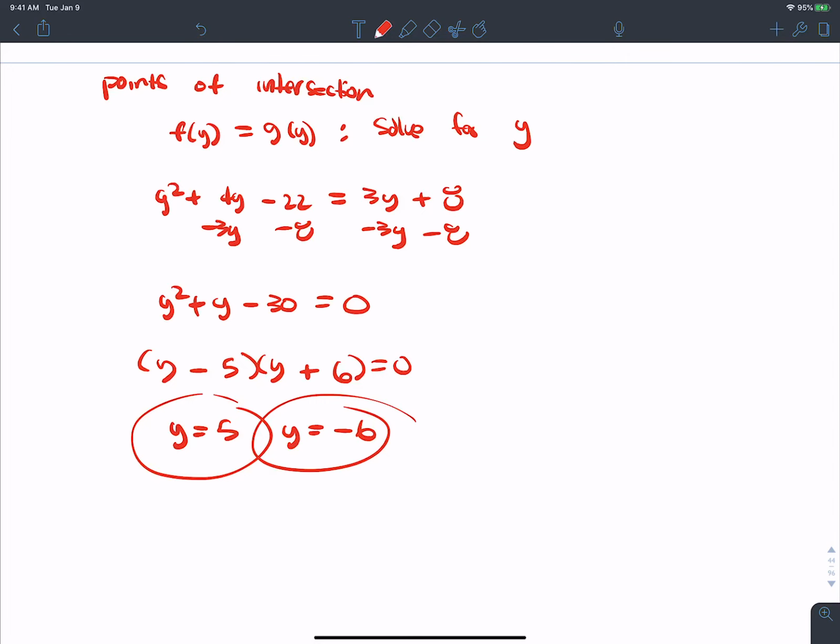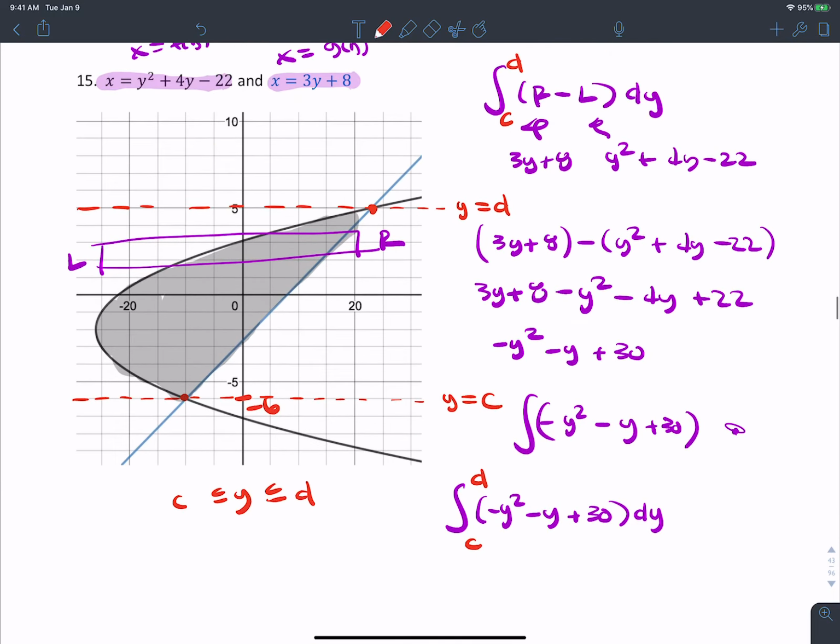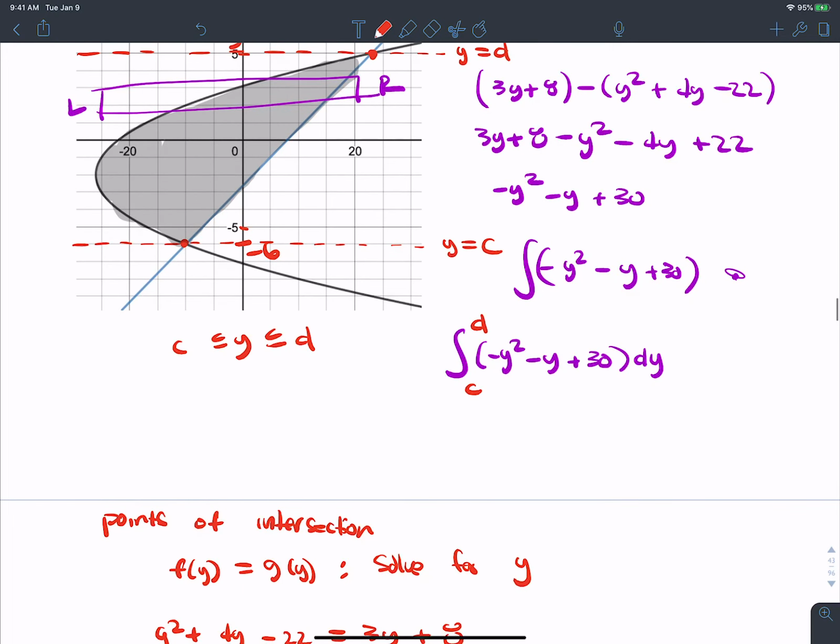Okay, so negative 6 and 5. So go back over here. Sure enough, that's negative 6, and the other one is positive 5. So we could have seen just by looking at the picture that that was negative 6 and 5. Did you guys see that right here? See this point? That's negative 6, and if this is here, we know this is 5. So we're going to replace our c and d here with negative 6 to 5.